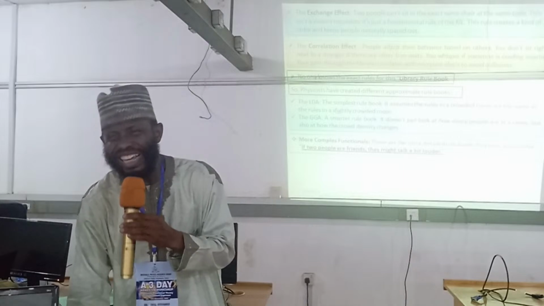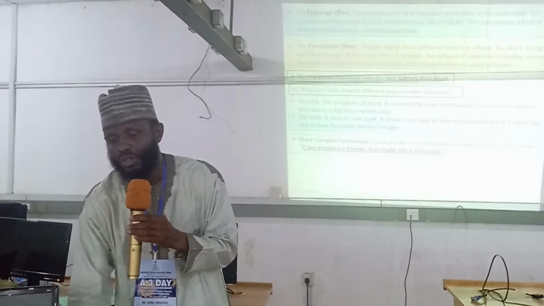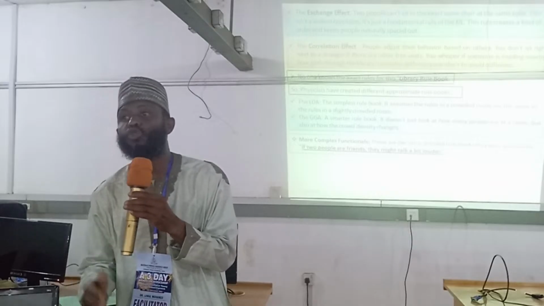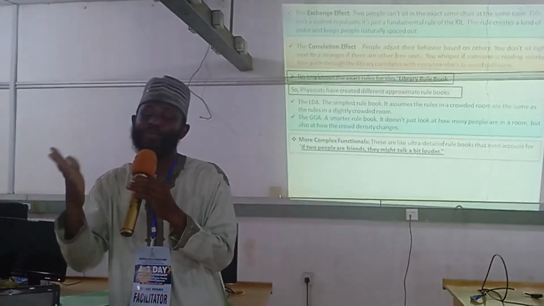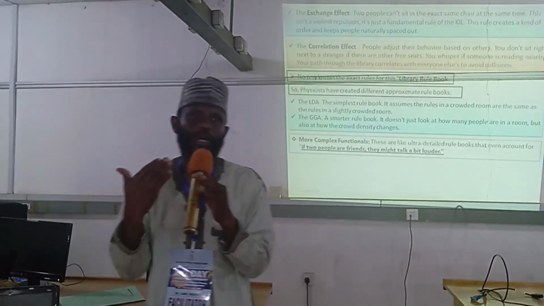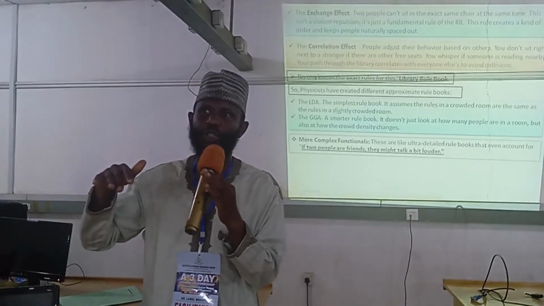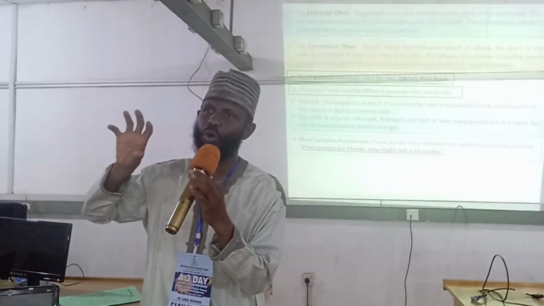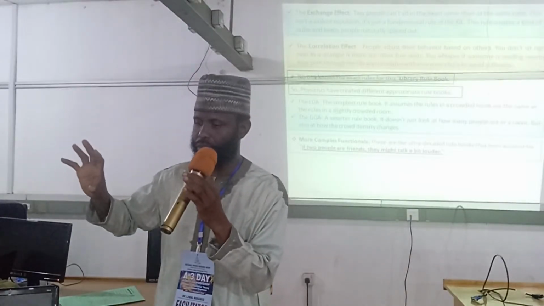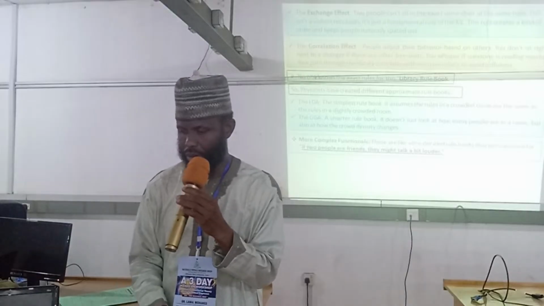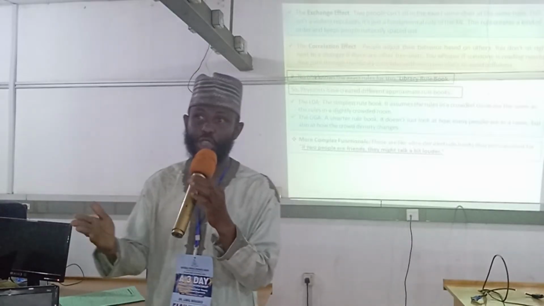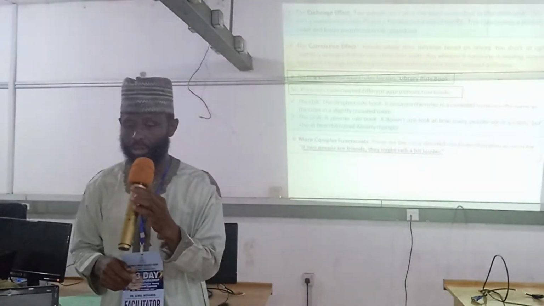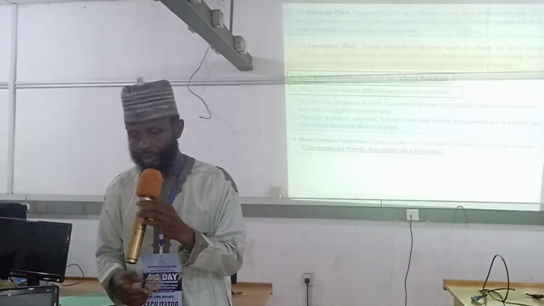But the exact rule nobody knows. So the physicists have created different approximate rules. So what I'm saying is that of all the things I have mentioned, the real quantum mechanism is the exchange and correlation potential, but the exact rule is actually not possible.